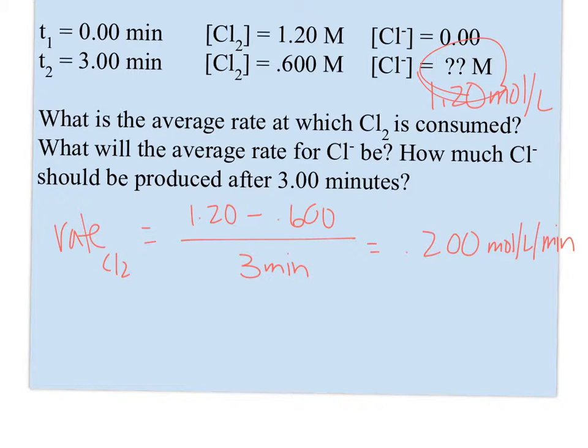And as far as calculating my rate for the chlorine ion, that means I went from 0 to 1.20 in concentration, also in the 3-minute time. So this rate is 0.400 moles per liter per minute. Or as I said, we could have looked at the balanced equation and predicted that the rate of product being produced would be twice as much as the reactant being consumed, because that's the ratio indicated in the balanced equation, 2 to 1.